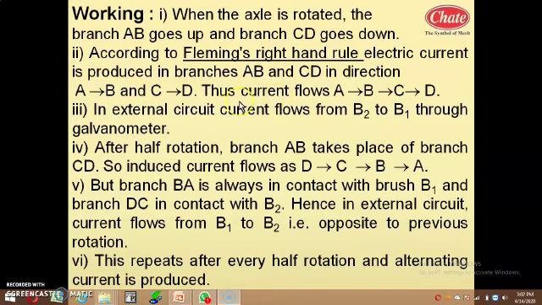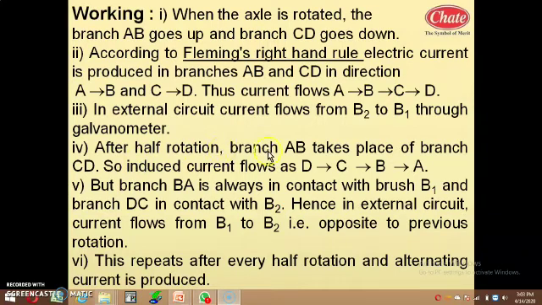Thus current flows A to B, B to C and C to D. Hence the current flows in the rectangular coil like this: A to B, B to C, C to D. In the external circuit, the current flows from B2 to B1. As the generated current at first arrives at D, from D it goes to ring R2, and from ring R2 it arrives at brush B2. Hence in the external circuit the current flows from B2 to B1 through the galvanometer, and the galvanometer deflects in one direction.